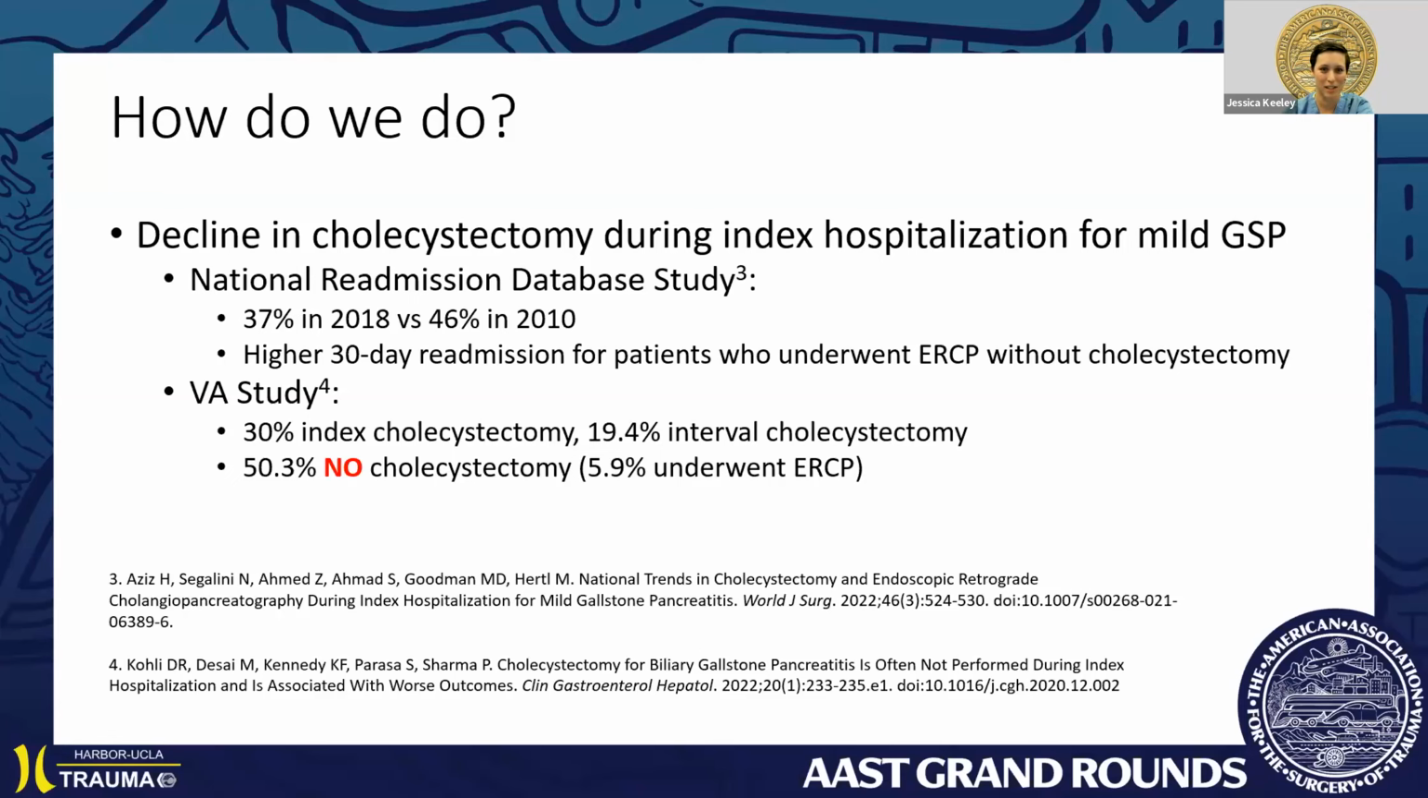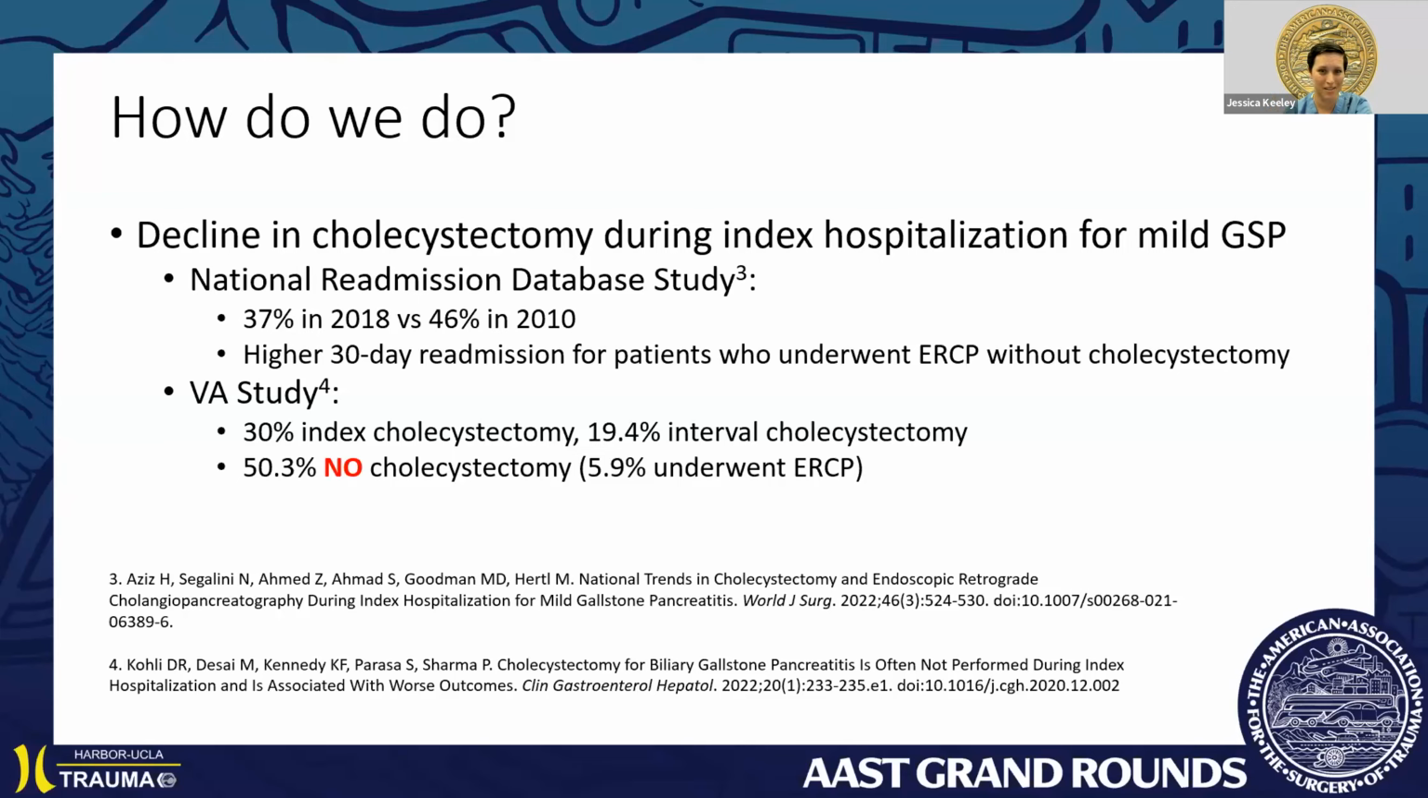This is a national readmission database study. Less than 50% in both groups had their gallbladder out during their first admission. As of 2018, only 37% of patients were having their surgery. Back in 2010, we almost hit 50%, so not great for us overall. There's a higher 30-day readmission for patients who underwent ERCP. So the caveat of, oh, but I sent them to GI, they had a sphincterotomy, doesn't actually change their readmission risk. All right, we look at the VA, 30% index cholecystectomy, very poor.